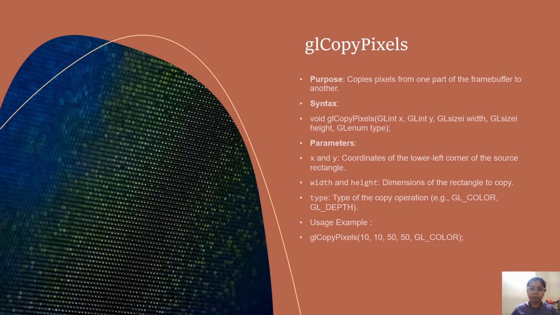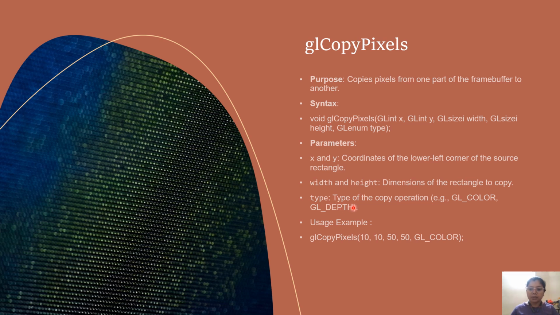Next is the glCopyPixels function. The purpose of glCopyPixels is to copy pixels from one part of the frame buffer to another. This is the syntax of how we can use the glCopyPixels function. Let's see the parameters: x and y, as we discussed in glReadPixels, are the coordinates of the lower left corner of the source rectangle, and width and height are the dimensions of the rectangle to copy.